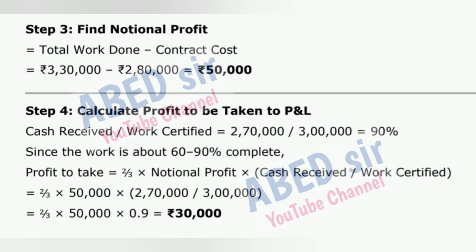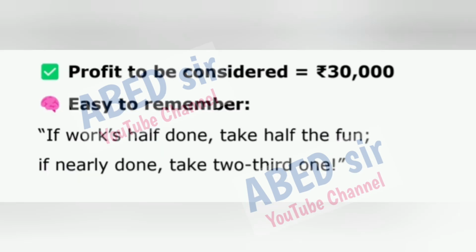Step 4. Calculate profit to be taken to P&L. Cash received divided by work certified is equal to 2,70,000 divided by 3 lakhs is equal to 90%. Since the work is about 60-90% complete, profit to take is equal to 2/3 times notional profit times cash received divided by work certified, which is 2/3 times 50,000 times 2,70,000 divided by 3 lakhs, which is 2/3 times 50,000 times 0.9 is equal to 30,000 rupees. Profit to be considered is equal to 30,000 rupees.